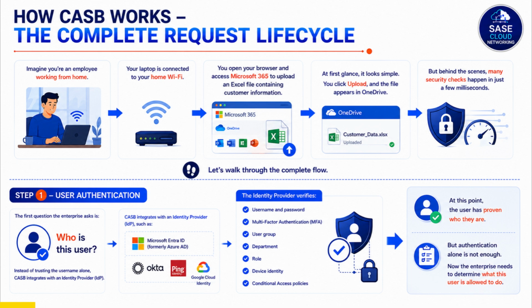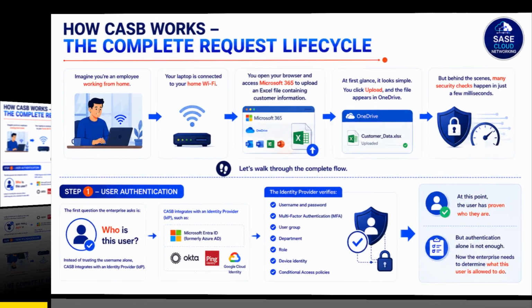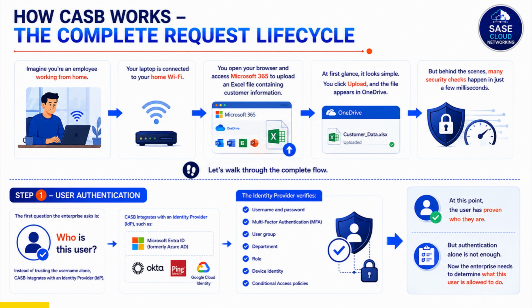Imagine you're an employee working from home. Your laptop is connected to your home Wi-Fi. You open your browser and access Microsoft 365 to upload an Excel file containing customer information. At first glance, it looks simple. You click Upload, and the file appears in OneDrive. But behind the scenes, many security checks happen in just a few milliseconds. Let's walk through the complete flow.